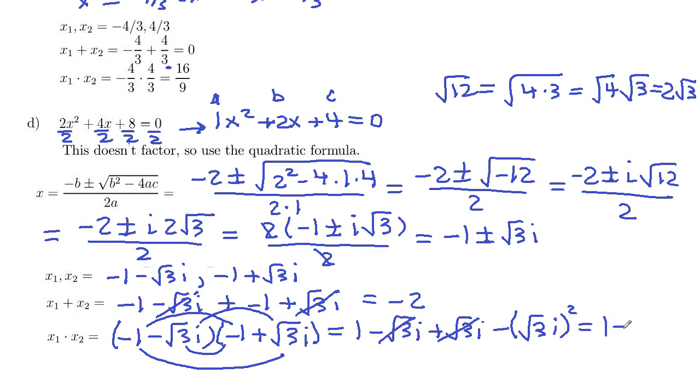Let's see, minus root 3 squared is 3, and then i squared is negative 1. So 1 minus 3 times negative 1, that will be 1, double negative makes a positive, 1 plus 3, 4. And that's that question.